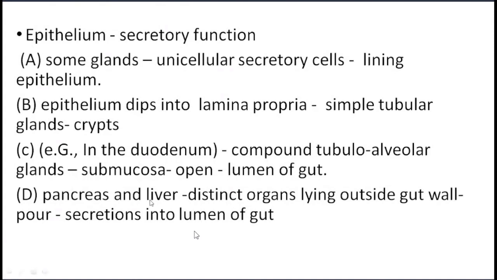Then there are other glands also which are not present in this fibromuscular tube. That is, from the esophagus to the anal canal, apart from the glands in the lining epithelium or the wall, there are other glands which have a secretory function, that is the pancreas and the liver. These form distinct organs which lie outside the gut wall, and they pour their secretions into the lumen of the gut through large ducts.